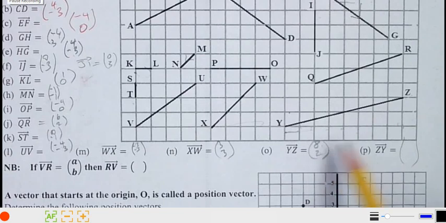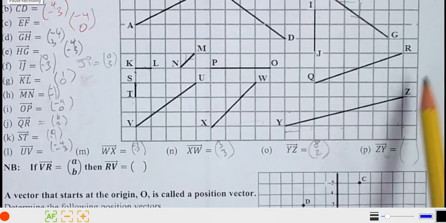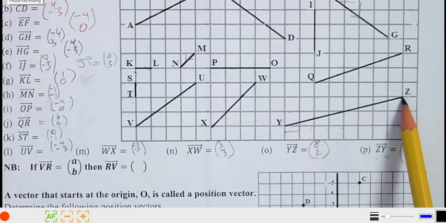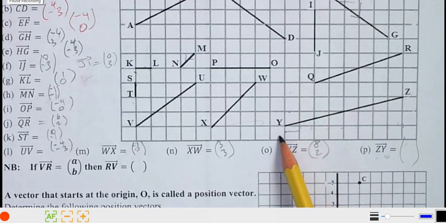Okay, this one, 8, 2. But this one is going to be what? Negative 8 what? Negative 8. We're talking about ZY. ZY will be going from Z to Y. It will be negative 8 and negative 2.